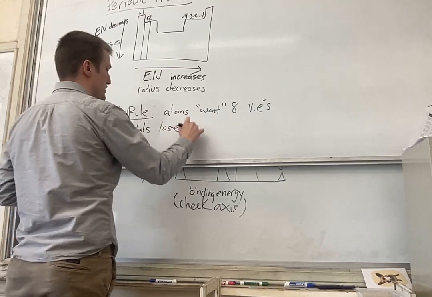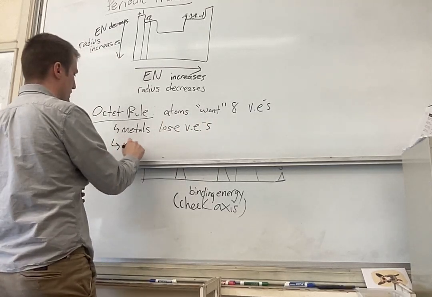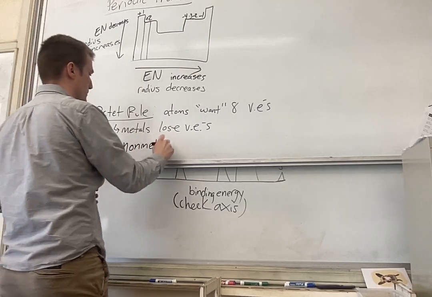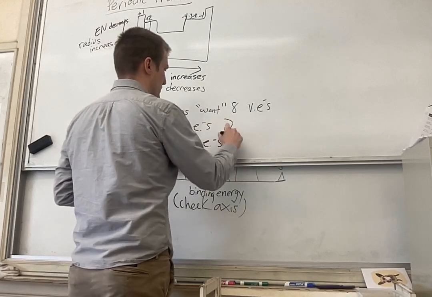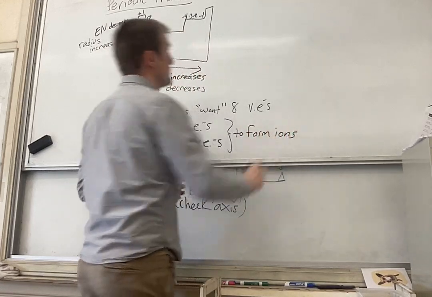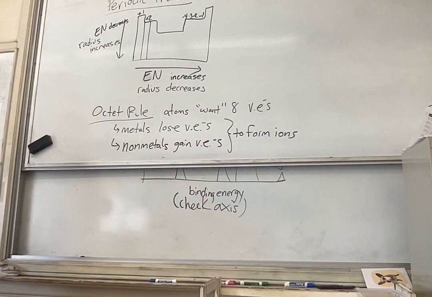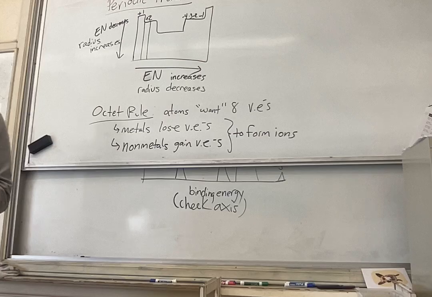Metals lose valence electrons. Non-metals gain them to form ions. And remember that if you count the tall main group columns from left to right, that tells you how many valence electrons that element has in a neutral atom.